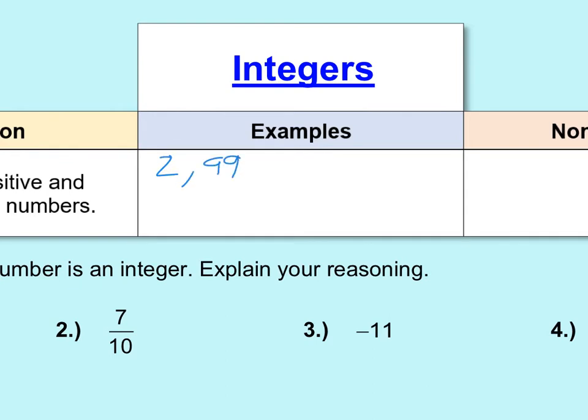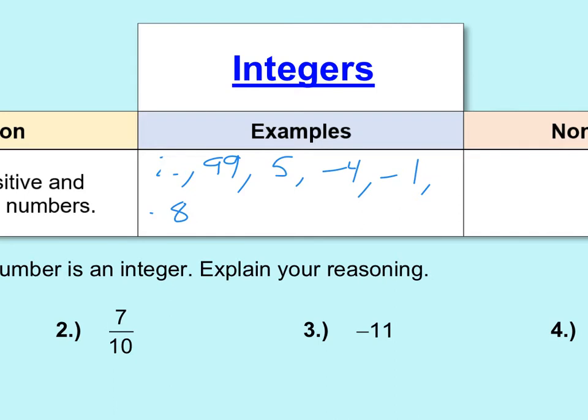Some examples, and it's really easy to write examples of an integer, like 2 would be an integer, 99 would be an integer, 5, just any whole number. But then we also want to include the negatives as well, like -4, -1, -8, just any negative whole. So examples of integers would be positive and negative wholes.